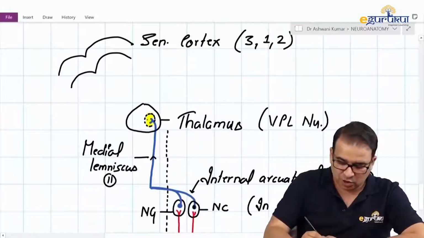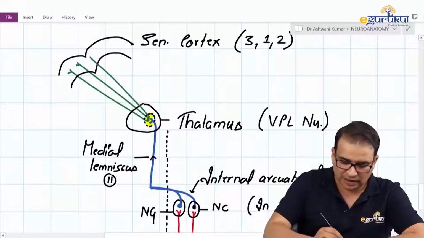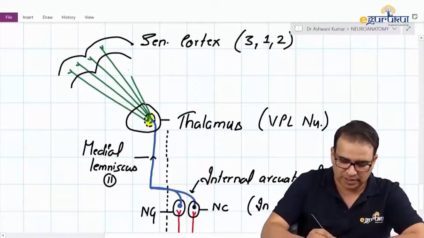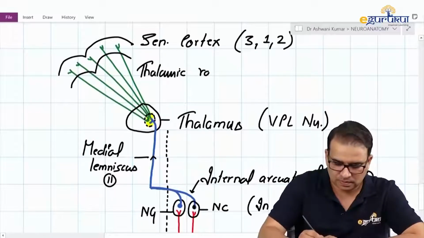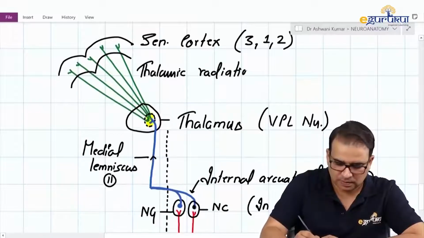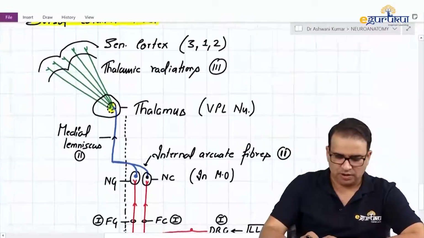And then we got the third order neuron from the thalamic radiation. Same story. Part of corona radiata, the thalamic radiation, which will project into the different parts of the cerebral cortex. Third order neuron.